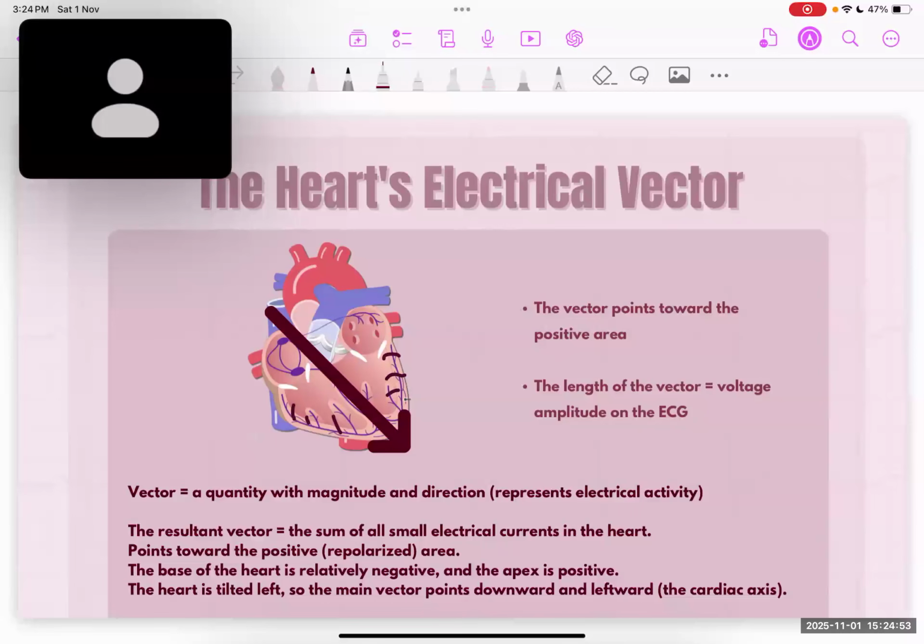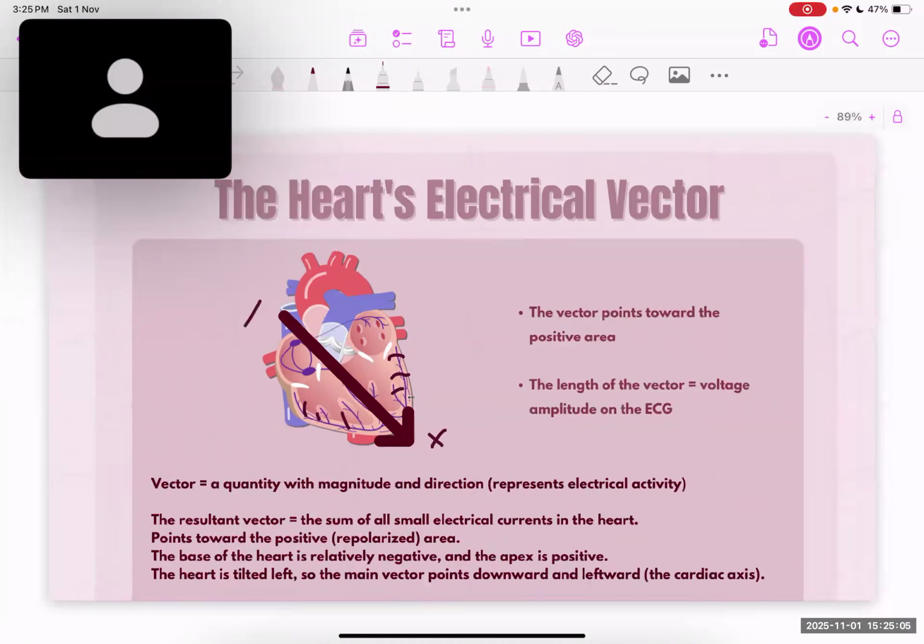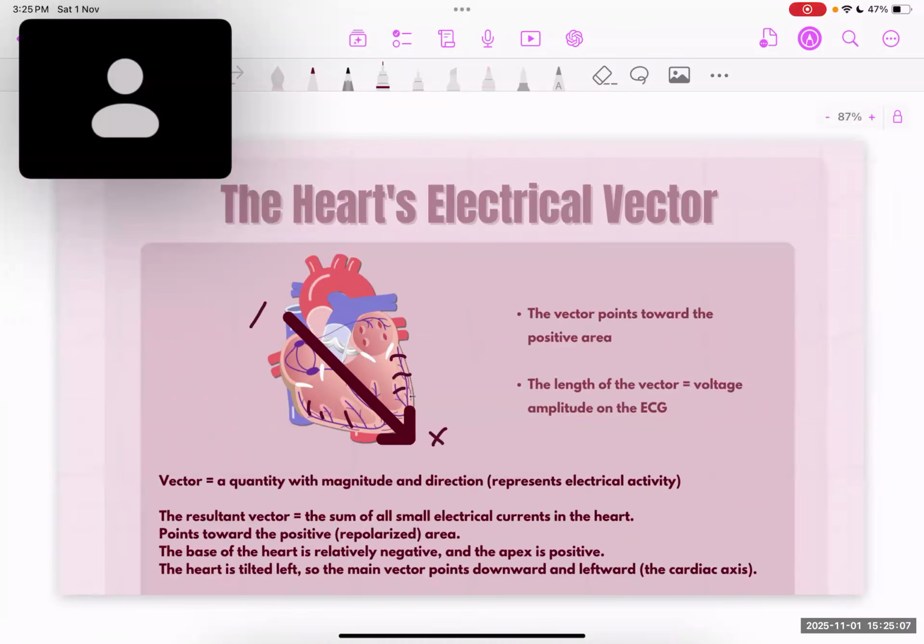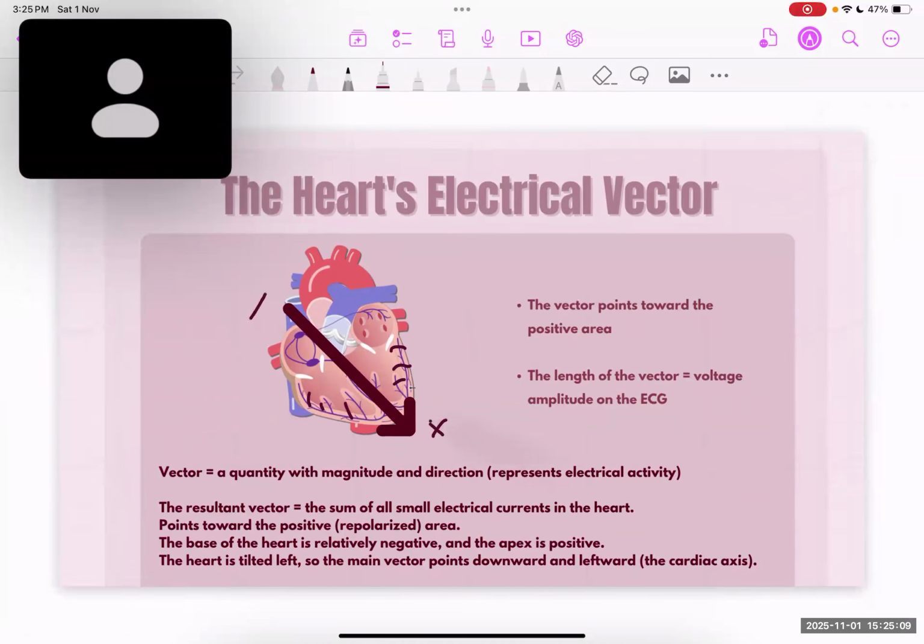The base of the heart is relatively negative. So negative here, and this will be positive. This is the way the vector is going to be pointed. It's downward and it's tilted towards the left side. Now, something to remember when it comes to the vector is that the vector always points towards the positive.